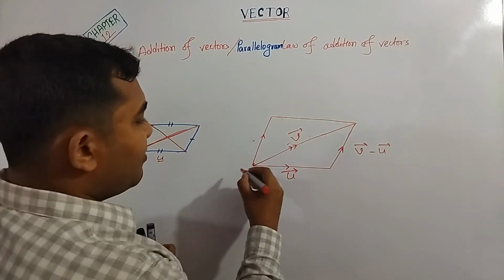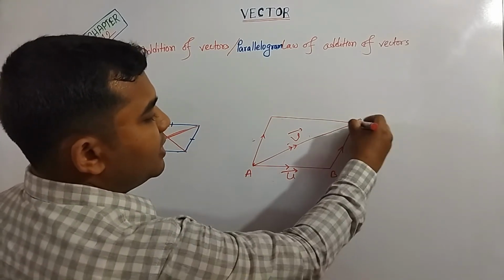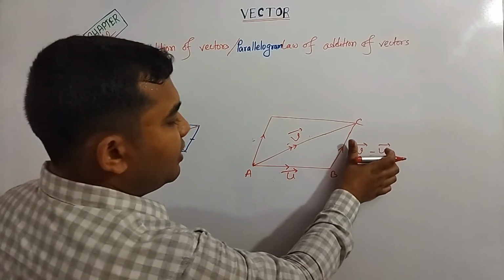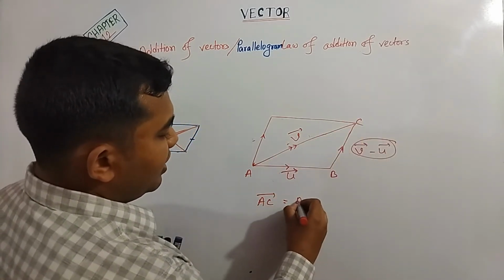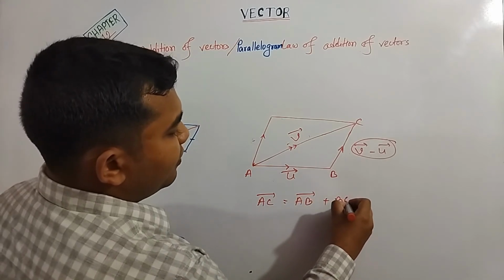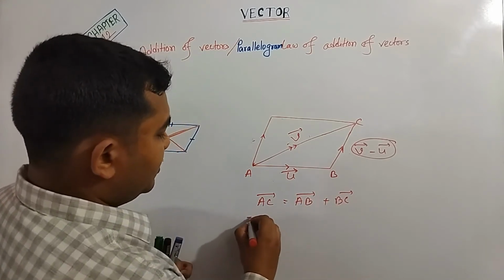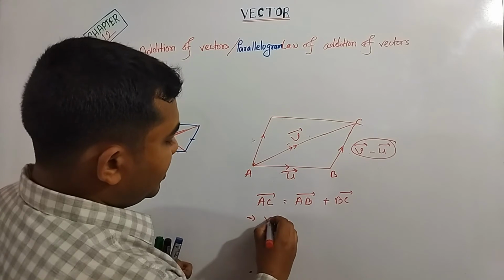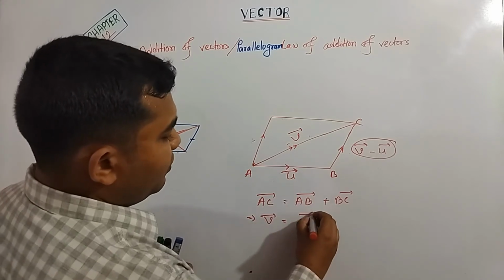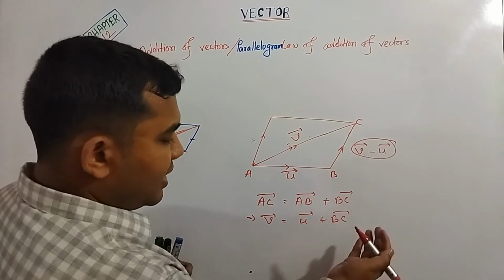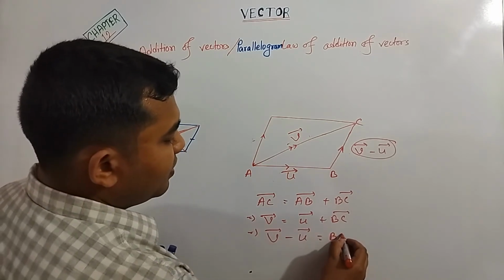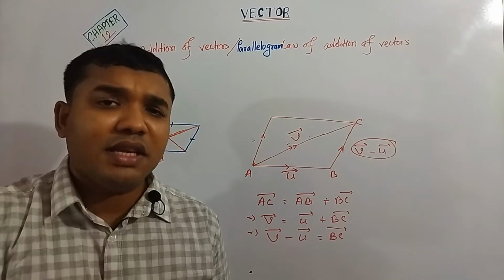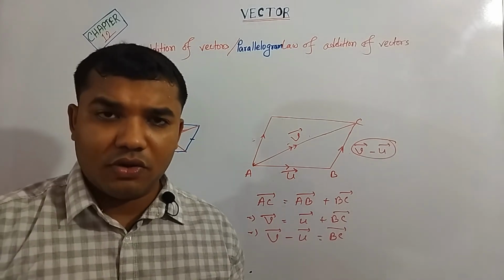If I name the points A, B, C, then you should write like this: AC vector equals AB vector plus BC vector. So what about the AC vector? Here the AC vector was v, the AB vector was u, and BC was there. And what about the BC vector? v vector minus u vector equals BC vector. So this is nothing but the addition and the equation solution part.